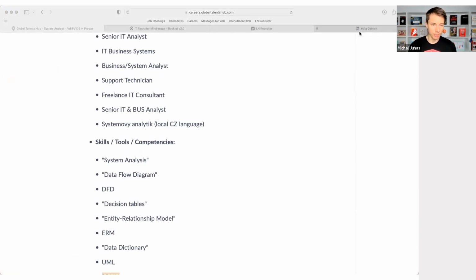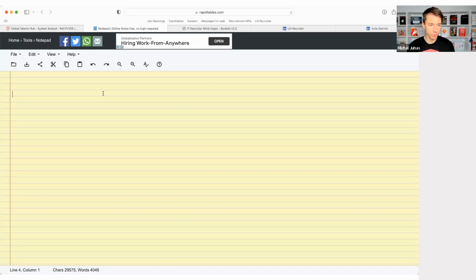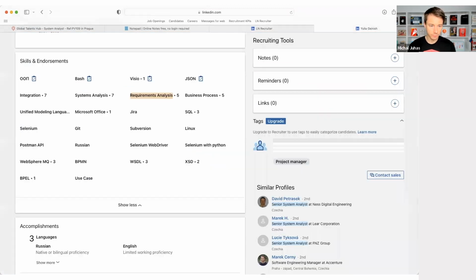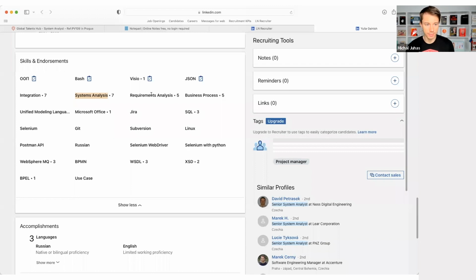So let me just open up the notepad as always. And at first, I just like to explore a bit before I start sourcing. So this could be a nice opportunity again to just review some of these keywords. For example, requirements analysis would be great. What else? Business process, system analysis. That also sounds like a good skill if we are looking for a system analyst.